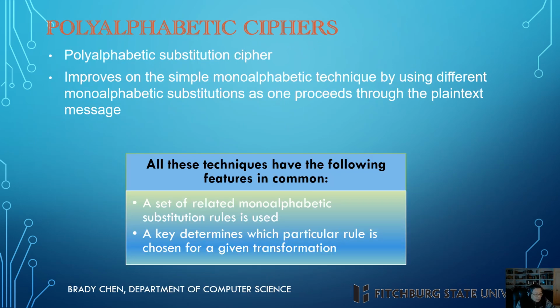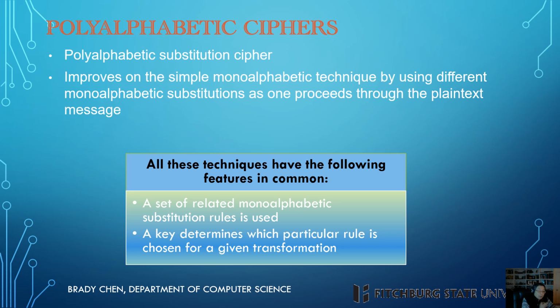Okay, so now the next technique we can talk about is the polyalphabetic ciphers. The polyalphabetic substitution cipher basically improves on the simple monoalphabetic techniques by using different monoalphabetic substitutions as one proceeds through the plain text message.